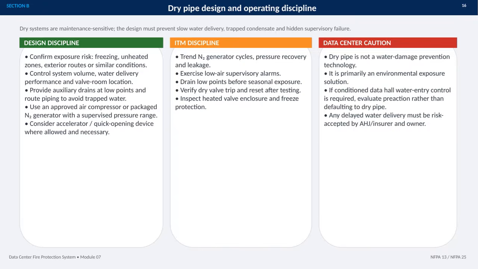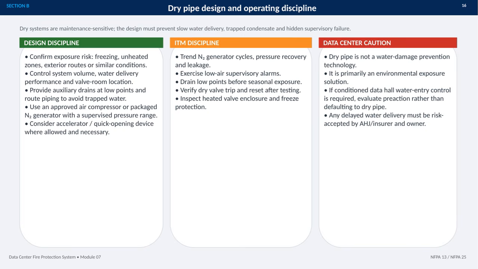This section focuses on the design and operating discipline required for dry pipe systems in data centers. The central issue is that dry systems are highly sensitive to maintenance and configuration. Their design must support timely water delivery, prevent trapped condensate, and make supervisory failures visible.